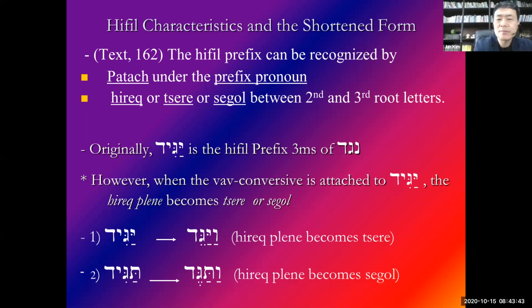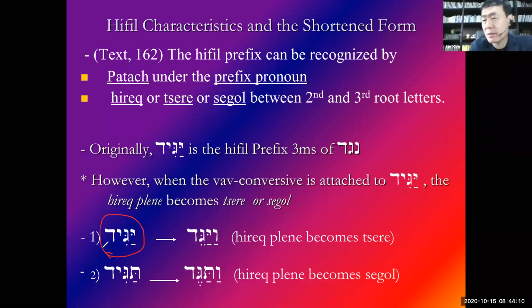Originally, look at this. Yagit is the Hifil prefix 3MSG of nagat. However, when the verb conversive is attached to yagit, the hirek yod becomes tsere or sego. Look at this. This is an example. In fact, this is the prefix form in the Hifil stem with a verb conversive. But as I said, being the 3MSG form, it must take hirek yod. Am I right? But when this is attached to verb conversive, then it is shortened. That's why hirek became tsere. So don't be curious about it.